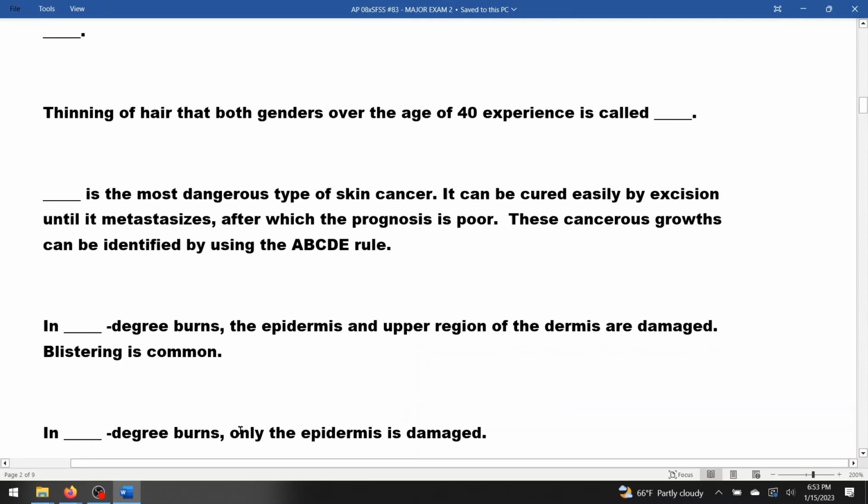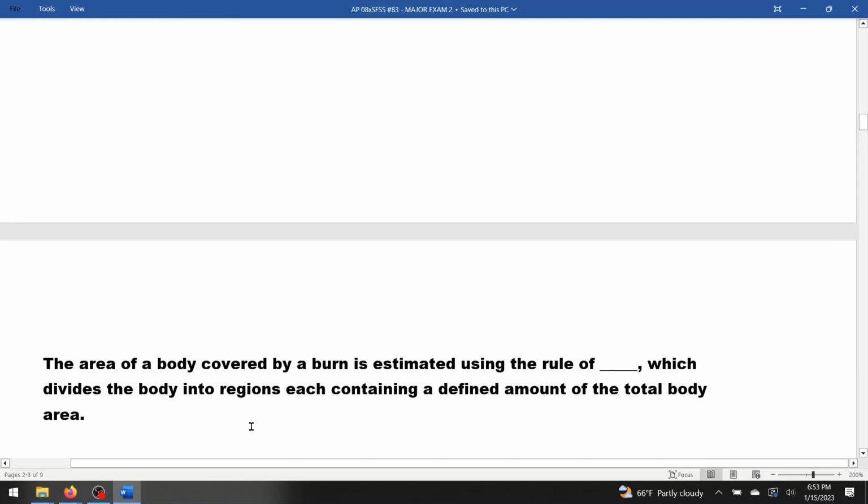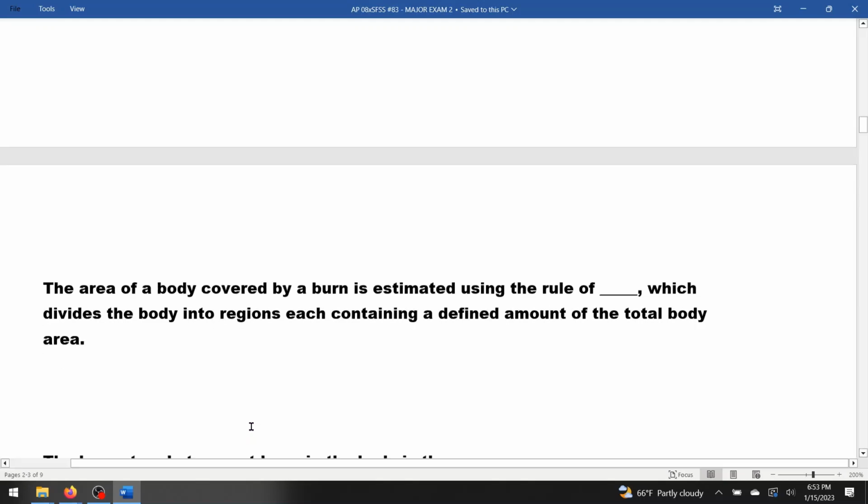In blank degree burns, only the epidermis. Okay, that's the least of the burns. That's first. Remember, first is not the worst. First is the best type of burn if you're going to get one. All right, scrolling here. The area of a body covered by a burn is estimated using the rule of blank, which divides the body into regions, each containing a defined amount of the total body area. So this is called the rule of nines, right? The rule of nines, where each major part is 9%, or 18, or 4.5.